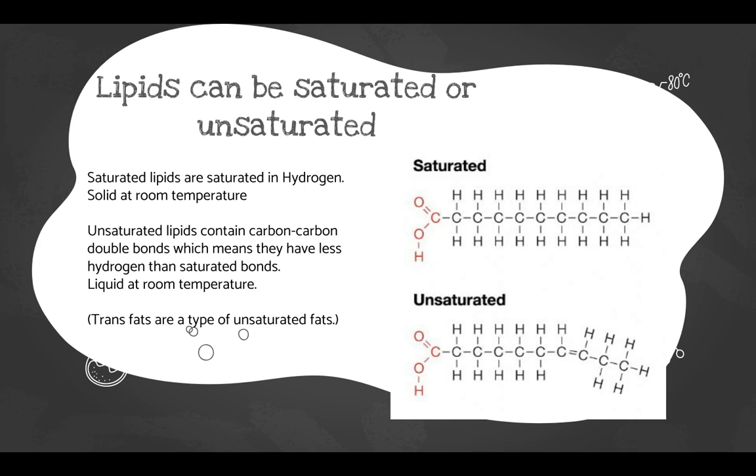So if you just have it out on your counter, butter is solid. That's saturated, solid, saturated. You see this alliteration theme that we have going on here, okay? And at room temperature, unsaturated lipids are liquid, okay? Trans fats are another type of fat that you might see on a food label, okay? They're a type of unsaturated fat. They're a whole other thing, but they are a type of unsaturated fat.